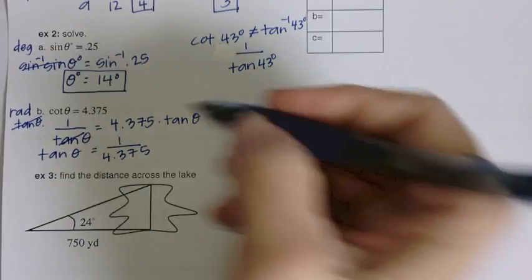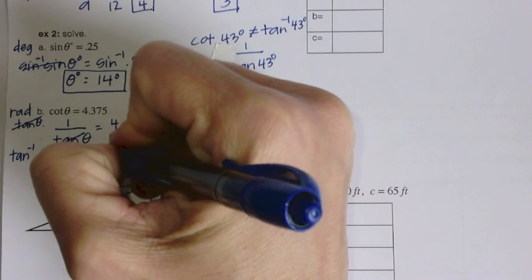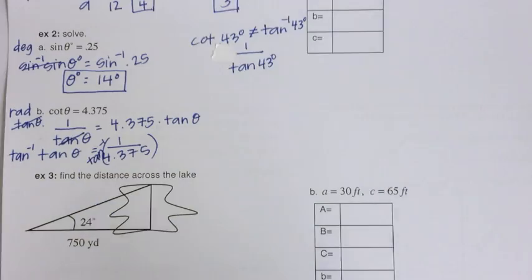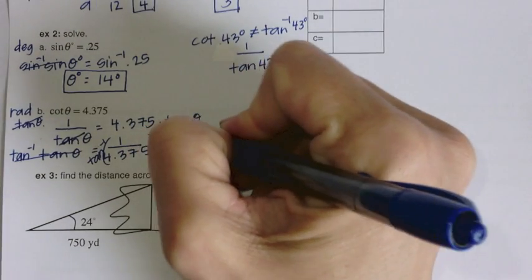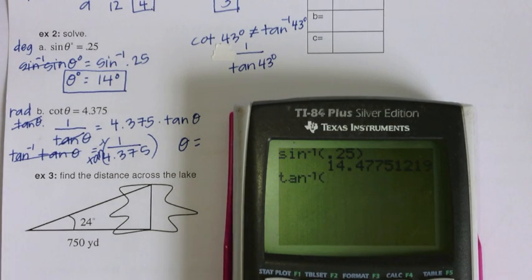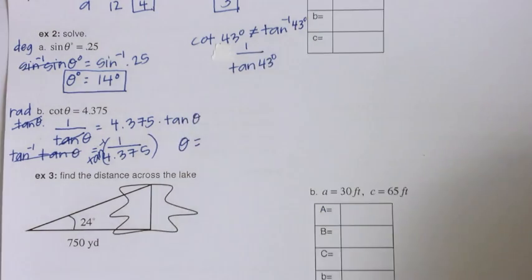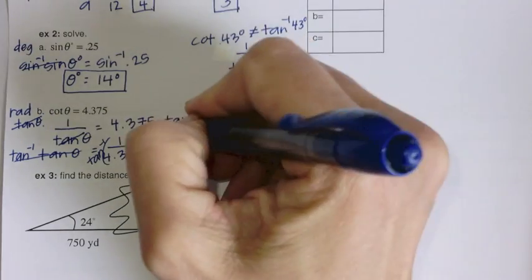So now what I can do is tangent inverse both sides. So I'm just going to draw it in like this. Put parentheses around it so I know it goes to both. So then I have theta equals, and I already checked I was in radian mode, and second tangent to bring up tangent inverse 1 divided by 4.375, and that equals 0.225 because we are rounding that to the nearest thousandth.